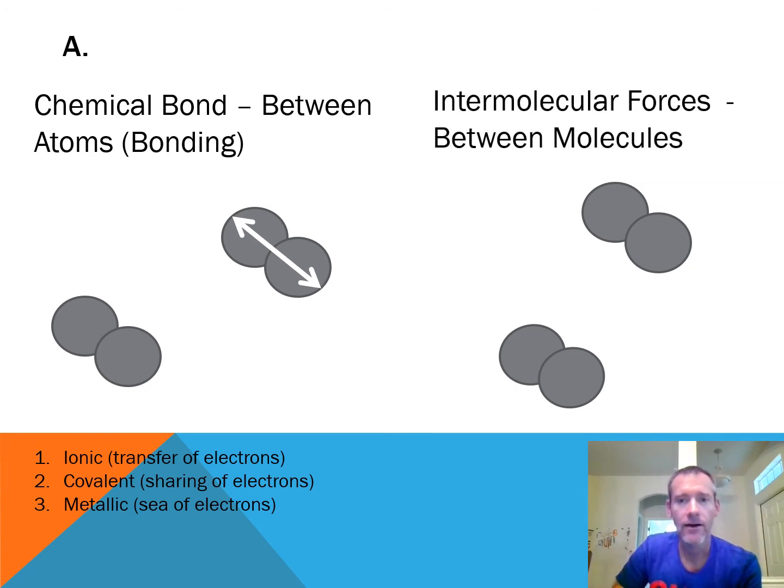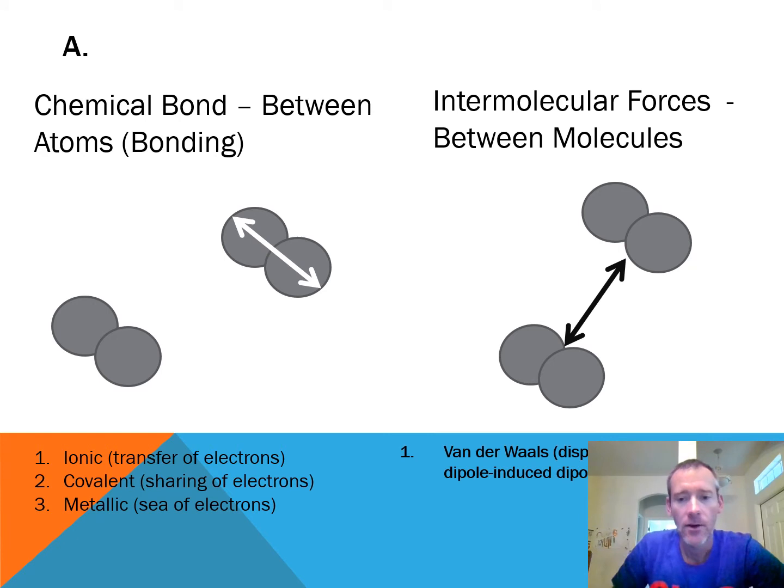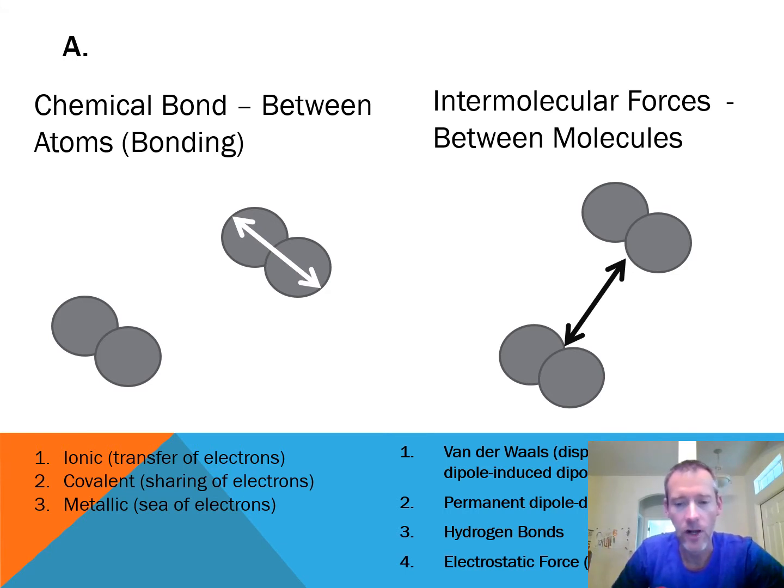Okay, then we have the forces between the molecules. So there are two molecules and then how they interact between each other, and that's intermolecular forces. We have van der Waals forces, which are basically temporary interactions between the molecules. We have permanent dipole-dipole. We have hydrogen bonds, and we have electrostatic force or ion-ion bond, which is the ionic bonds or ionic compounds.